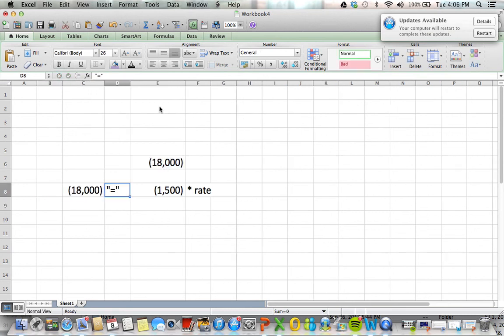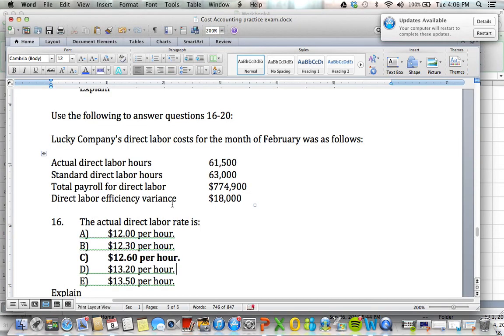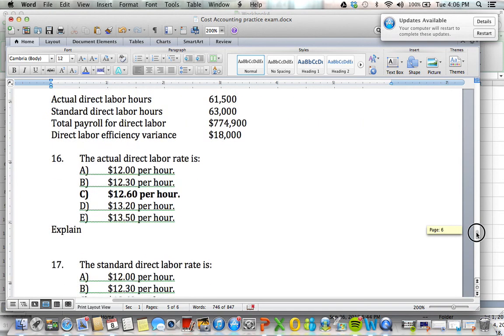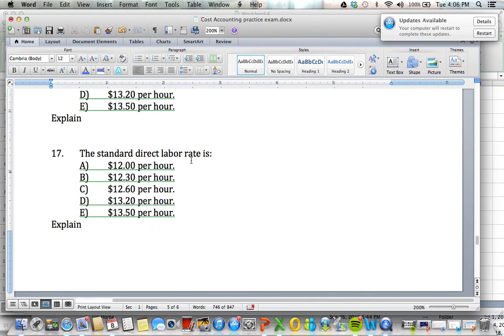So this is sort of the equation I'm trying to portray to you guys, right? And then what I do is I divide by negative 1500 on both sides, and what I get here is 12, right? And this is just going to be my rate. I'm solving for the rate. So I solved for it, and it's going to be equal to 12. The standard direct labor rate is 12, all right?